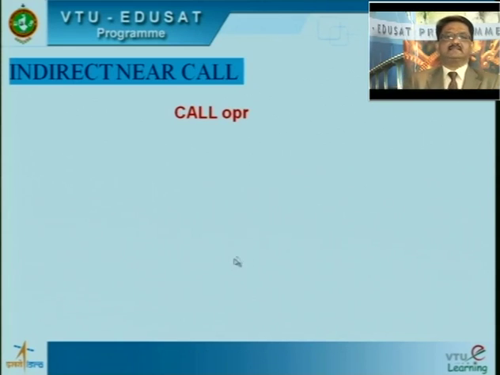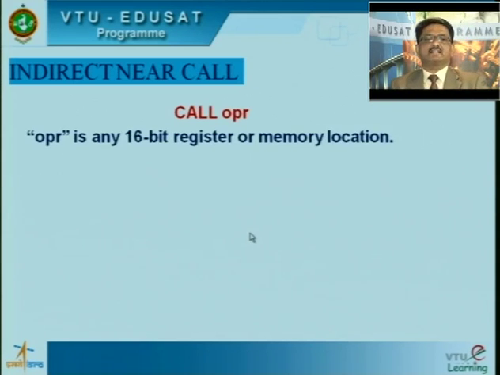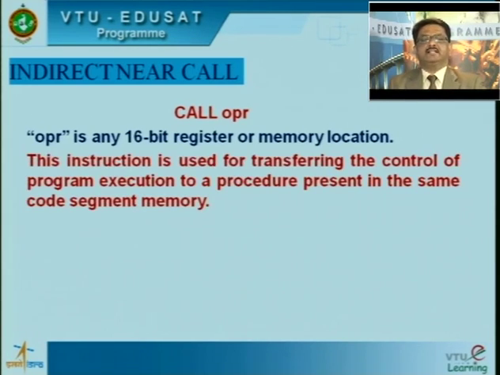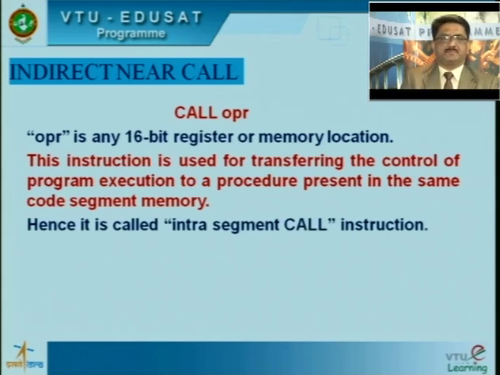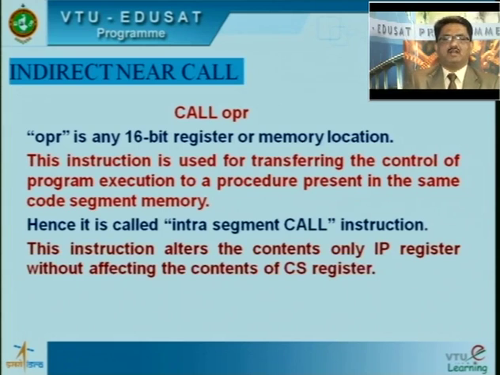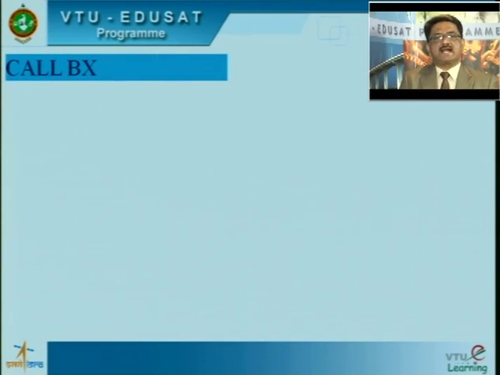Now what is this indirect near call? Indirect near call is something wherein we specify the address of the call instruction indirectly, where it can be given using a 16-bit register or a 16-bit memory location. As usual, it is an intra-segment call. So let us try to understand with an example.